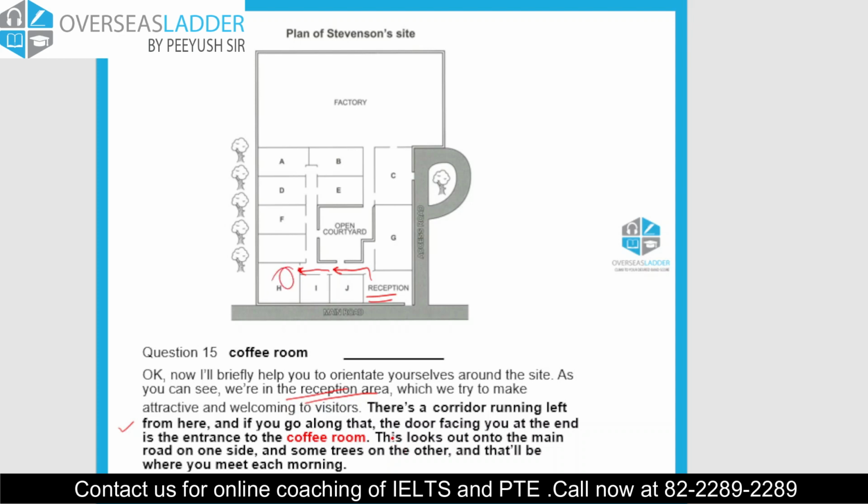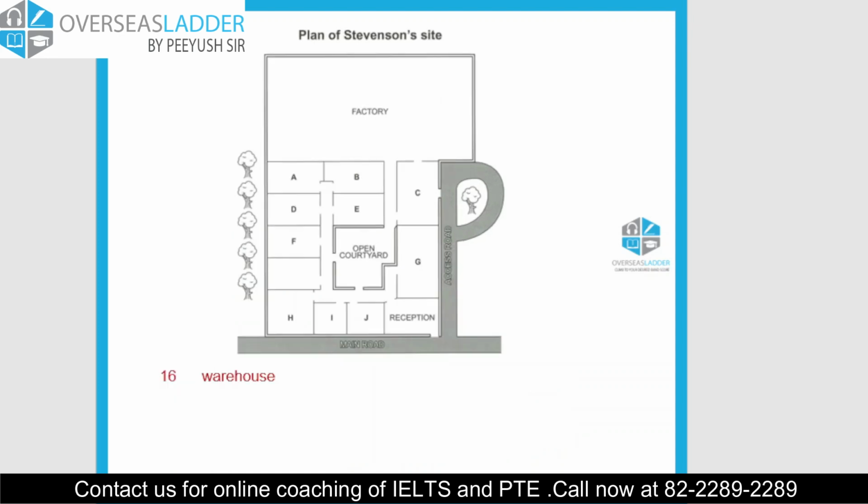Now there is some more clarification. This looks down to the main road on one side. So it says that the main road is on one side, okay, and some trees on the other. So there's a complete clarification from the speaker, right? That there is main road on one side and trees on the other. So our coffee room would be H. All right, so I hope this would be clear. Now we can move to the next question.